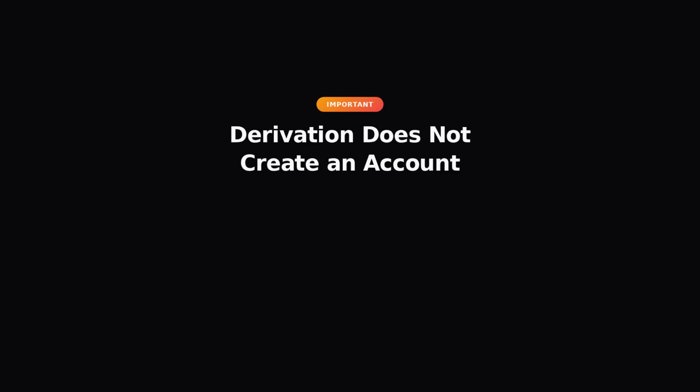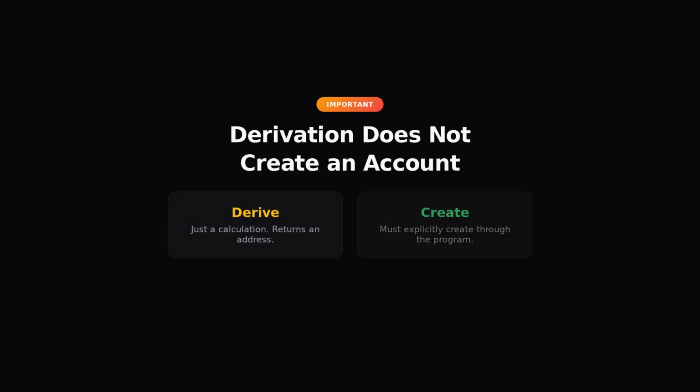Deriving a PDA does not create an account. The address is just a calculation. You still need to explicitly create the account through the program. Think of it like an address on a map. Just because the address exists doesn't mean there's a building there.